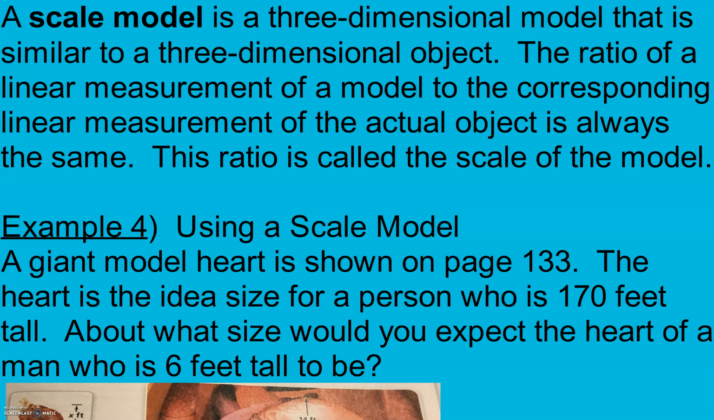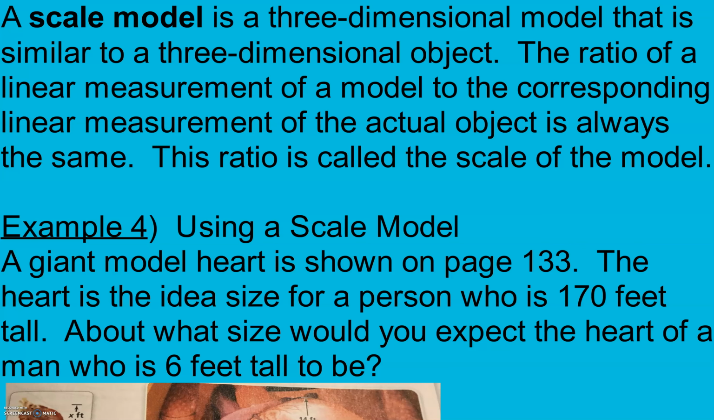Continuing on in section 2.8, a scale model is a three-dimensional model that is similar to a three-dimensional object. The ratio of a linear measurement of a model, so like length, width, height, things like that, to the corresponding linear measurement of the actual object is always the same. So whether we compare length to length, width to width, height to height, that ratio when we simplify it down is always going to be the same. And it's called the scale of the model.